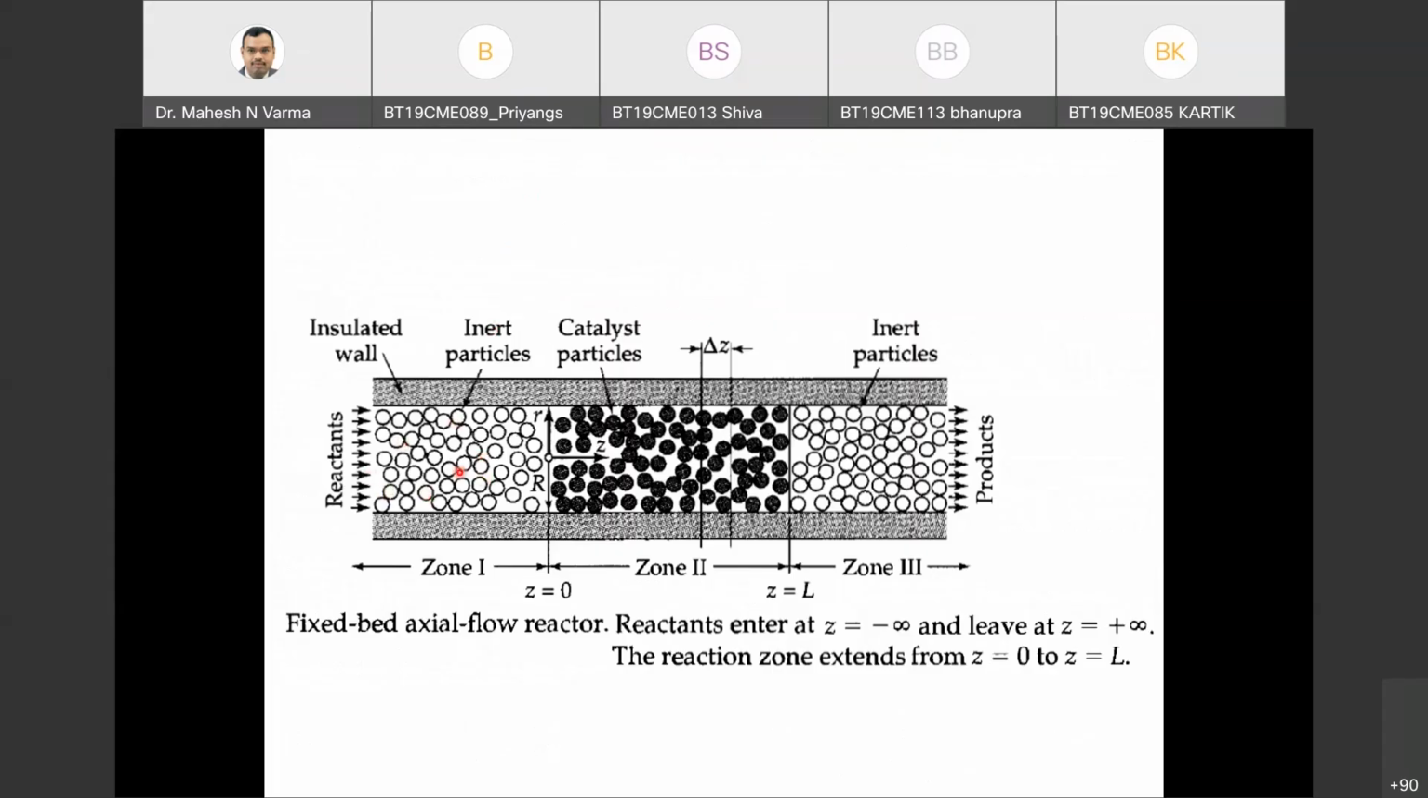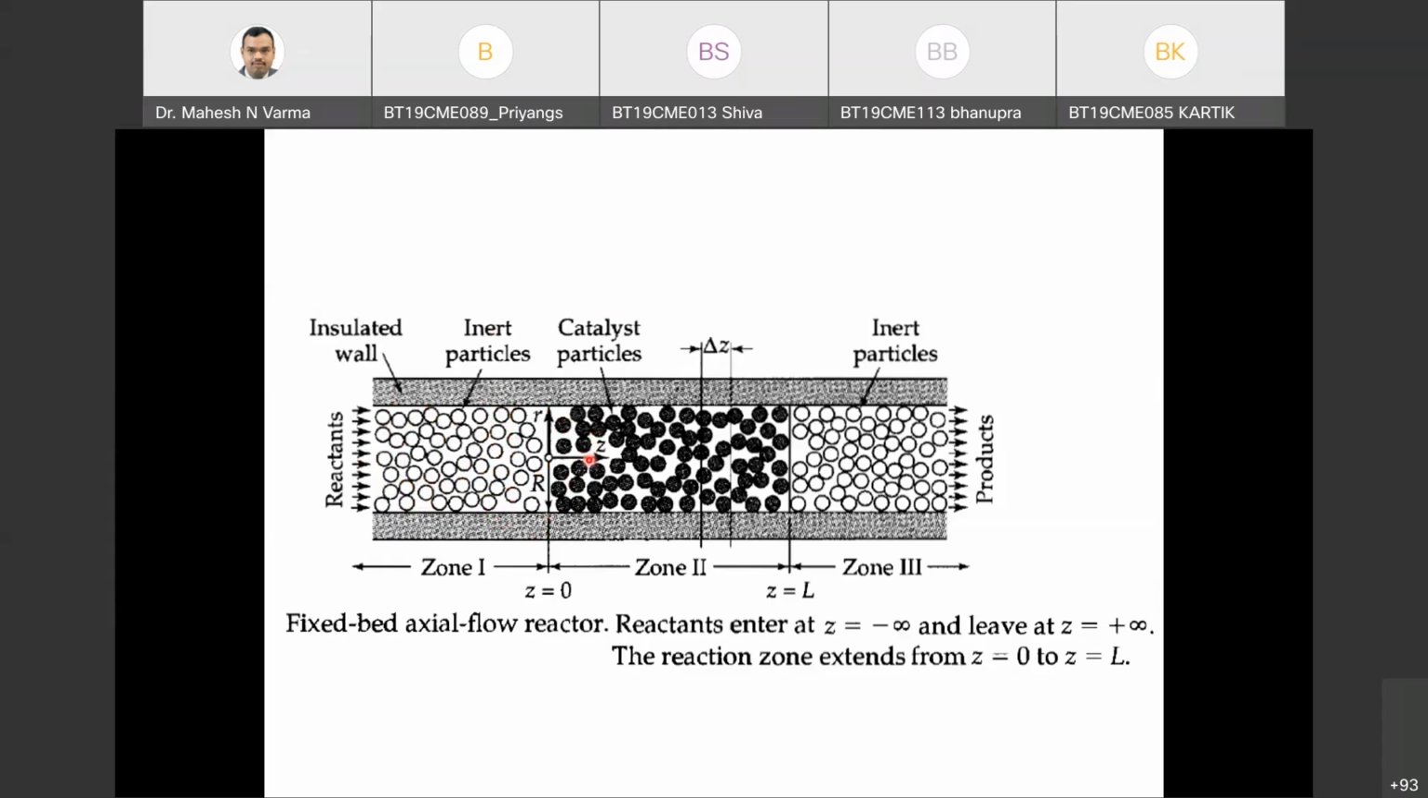It is packed with non-catalytic inert particles. The importance of this zone is that all the properties like velocity and temperature will be even radially. Radially, there will not be any variation in temperature and velocity when it reaches the catalytic particles. And this is the zone where the catalyst is filled.